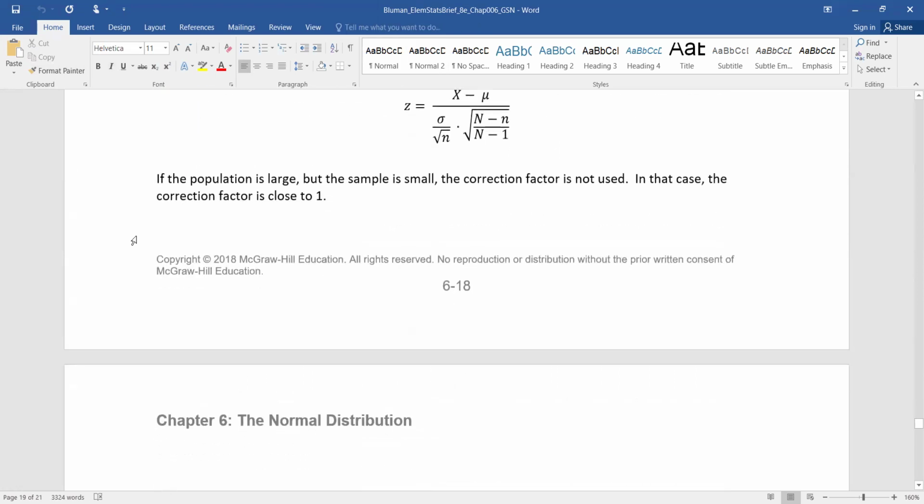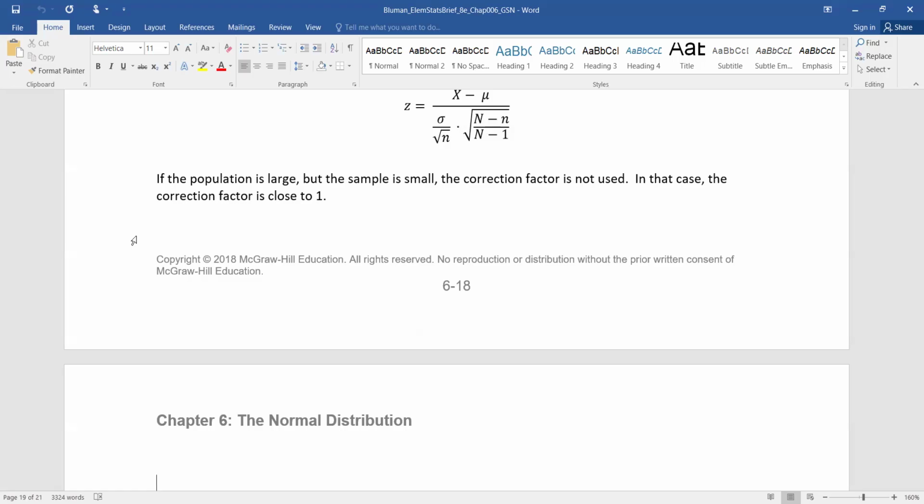If the population is large but the sample size is really small, we still use this factor. In that case, the correction factor would be close to 1.